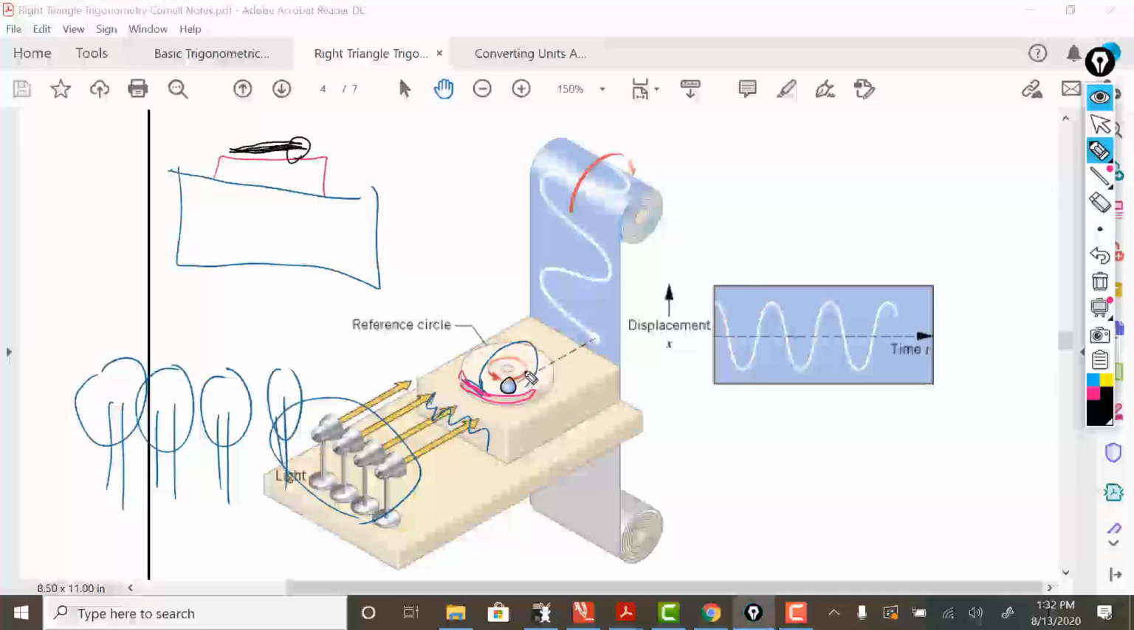From above, we know this is going in a circle. But from a side view, all we see it doing is going back and forth. And so as this ball is going back and forth, left and right, according to the lights, and this roll of paper is going up, it's actually forming this graph.